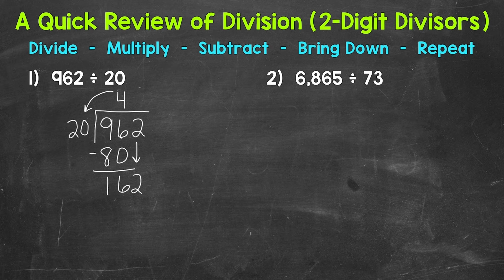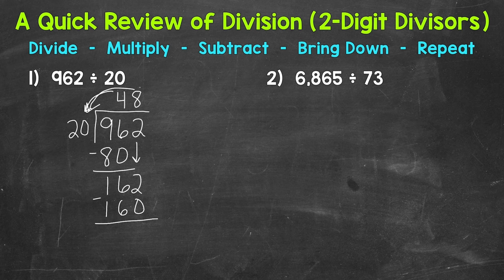How many whole groups of 20 are in 162? Well, 8 groups of 20 gets us to 160, and that's as close as we are going to get. So 162 divided by 20, 8 whole groups of 20 in 162. Then we come around and multiply. So 8 times 20 is 160.